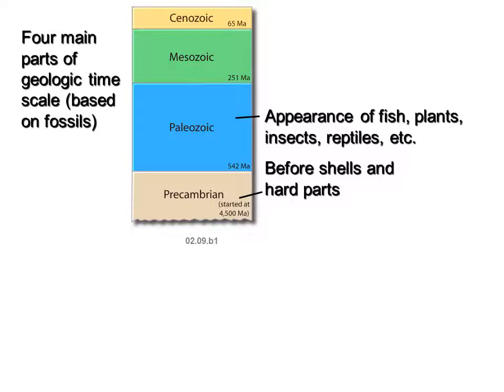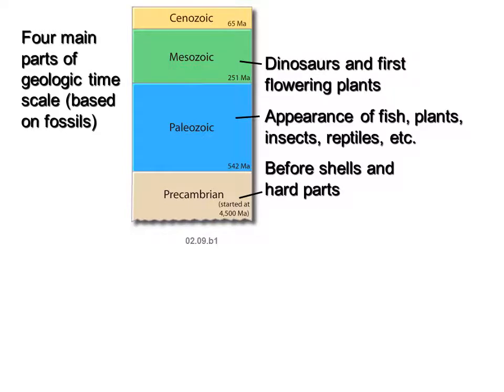The Paleozoic. So at 542 million years ago, there was this amazing change in the rocks. We call it the Cambrian explosion. And this is where life suddenly diversifies in the rock record. We have the appearance of fish, plants, insects, and reptiles. So the Paleozoic has the appearance of fish, plants, insects, and reptiles.